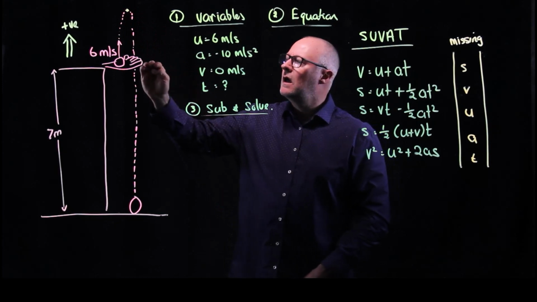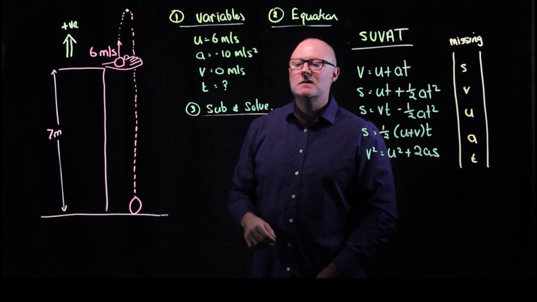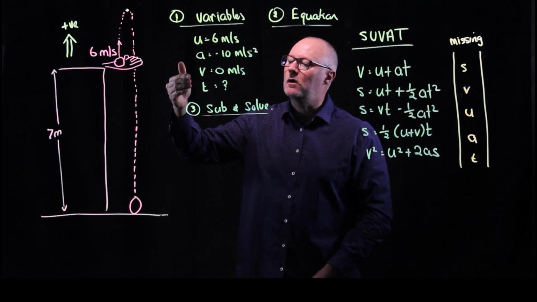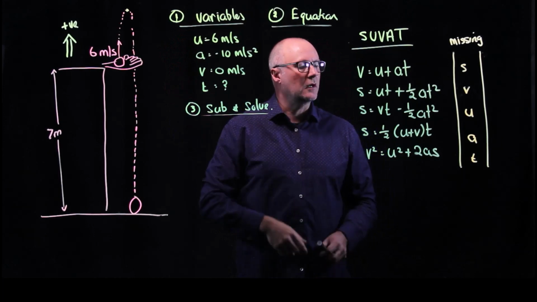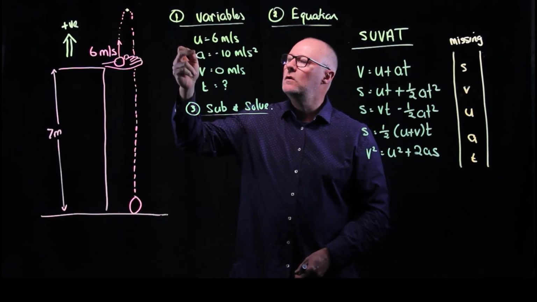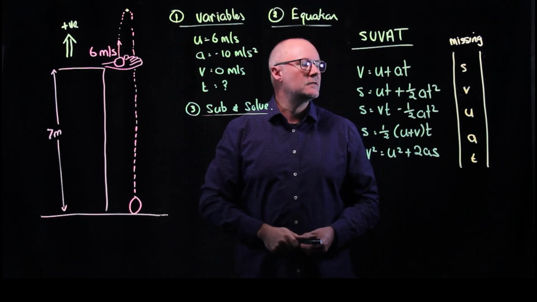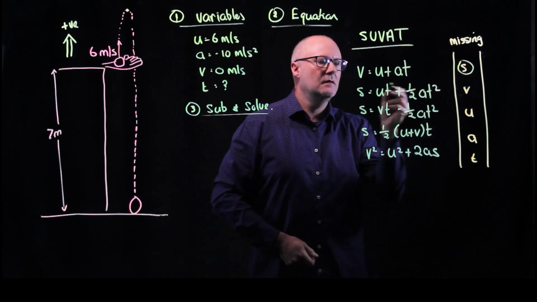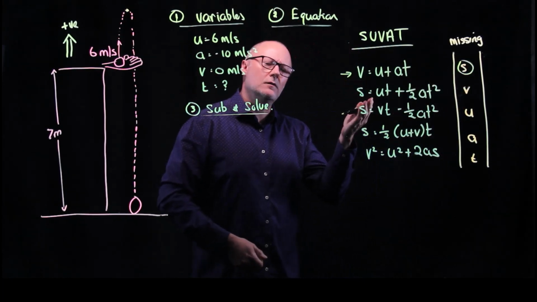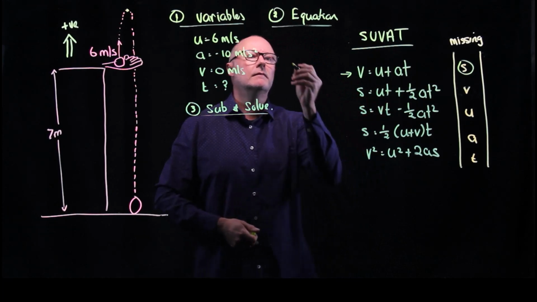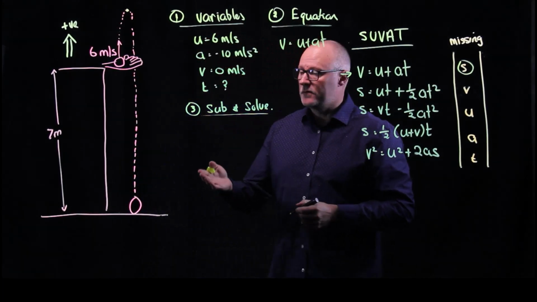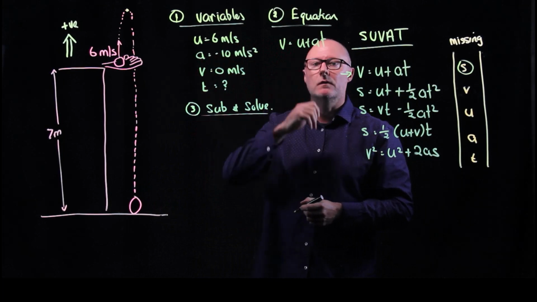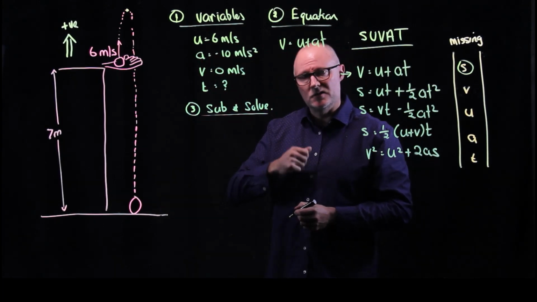Now, we're not going to use the displacement that we calculated previously. Just in case there's an error, we're going to stick with the values we know and choose our appropriate equation. So, an equation that has u, a, v and t and is missing s. It is simply v equals u plus at. So let's write that down. Our third and final step is to substitute our values into this equation and solve for the unknown t. So let's do that.